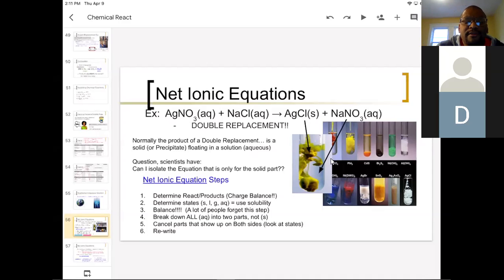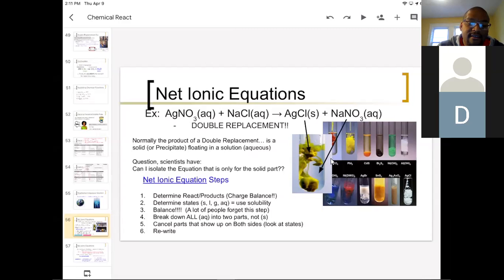Then you want to determine the states: solid, liquid, gas, aqueous. Remember, it's a solid if it's a metal all by itself. Liquid, usually if it's just H2O, that's the only way to know, unless it tells you otherwise. If it's diatomic, it'll be a gas. And if it's a metal plus non-metal, or it's ionic, it'll be aqueous. And so you want to be able to use those solubility rules.